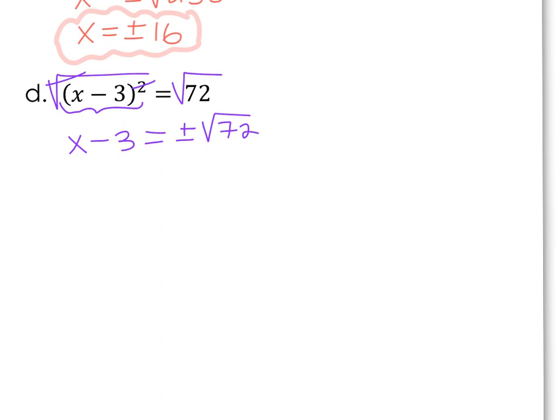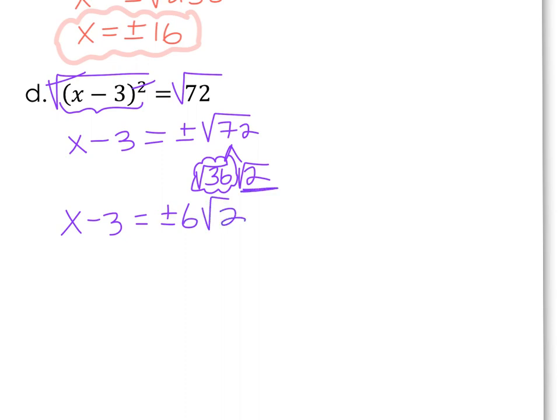And let's see if we can figure out how to simplify the square root of 72. If you recall from up above, we actually simplified the square root of 72 to be 36 times 2 as our biggest perfect square factor. So if we take the square root of each part, we still have x minus 3 on the left, and we still have our plus or minus, but that 36 is going to come out as a perfect square, 6, and then the square root of 2 is stuck on the inside. So that's the answer that we had up above on this page.